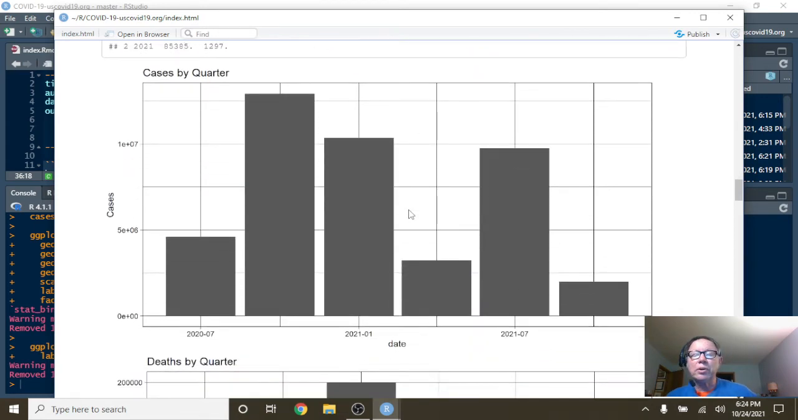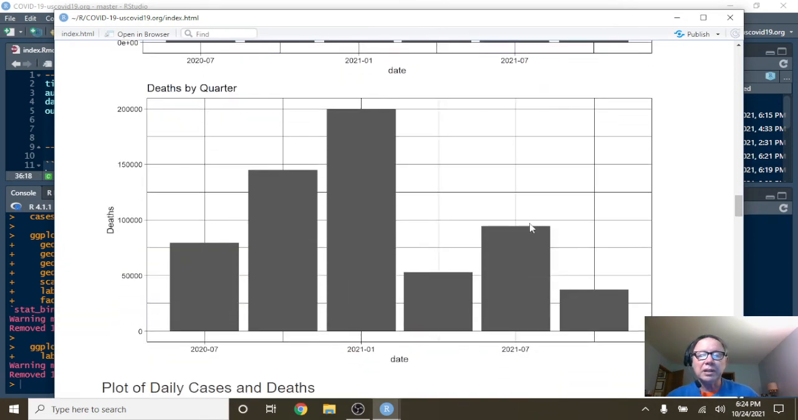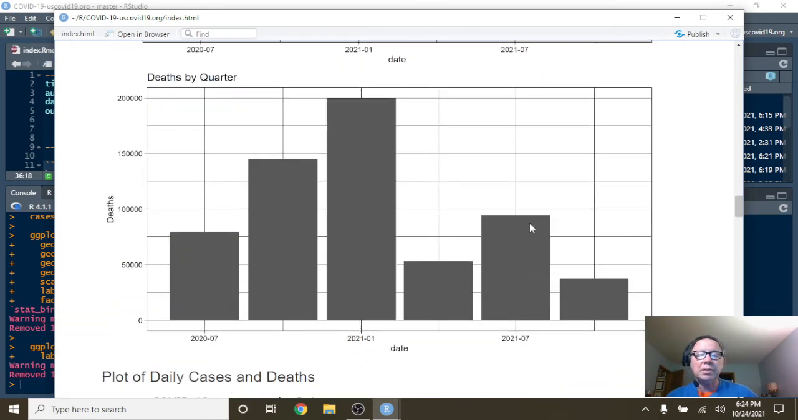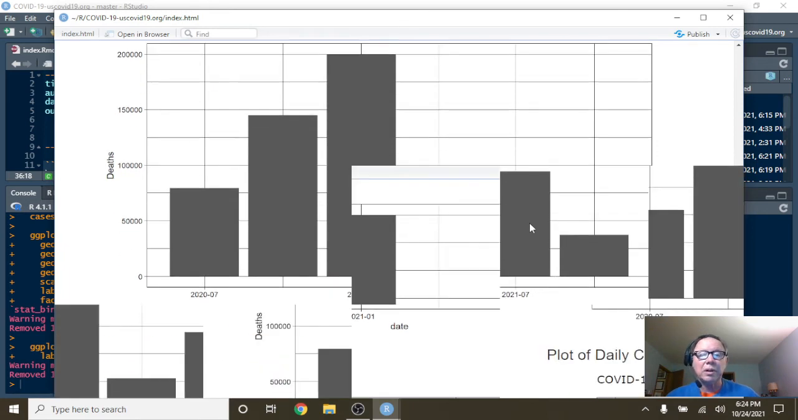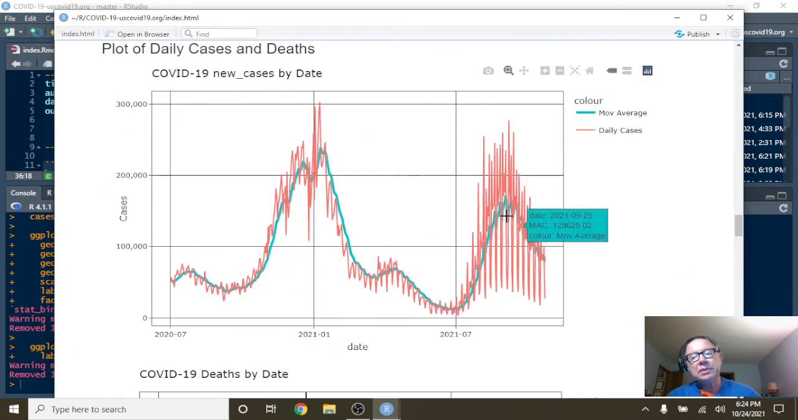What's this? This is quarterly numbers. You can see the third quarter of 2020 is the quarter with the third most cases so far, and the same story with the deaths. The third quarter of 2021 deaths is the third most so far. Now we can take a look over here, zoom in a little bit.